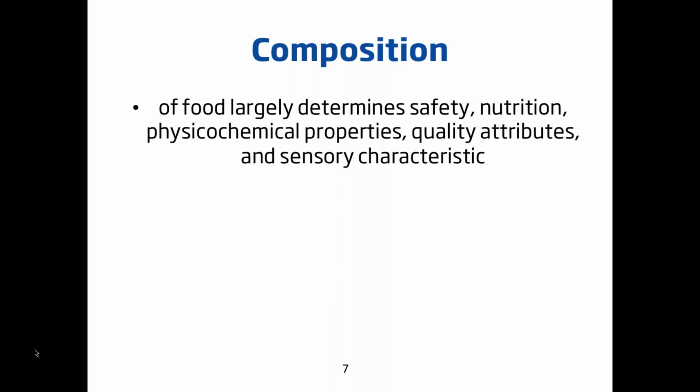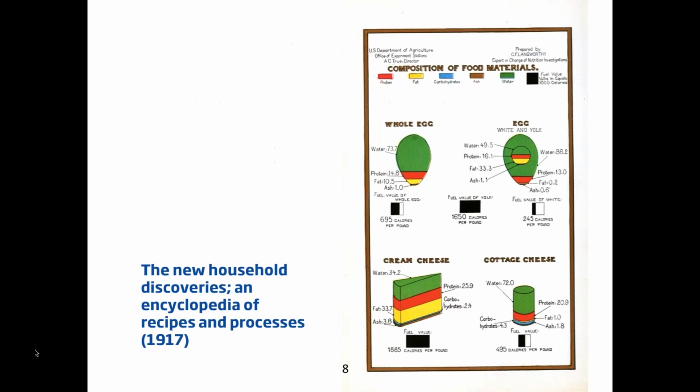We have a chart coming up on the next slide that really gives us an idea of what composition is. It's a little bit difficult to see, but when we send out the slides later on, you'll be able to magnify it a little bit better. And this is from the New Household Discoveries Encyclopedia of Recipes and Processes from 1917.